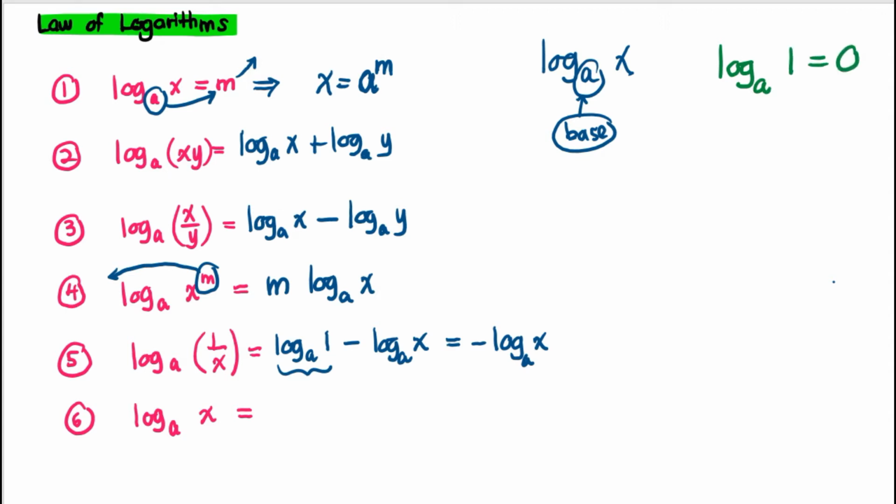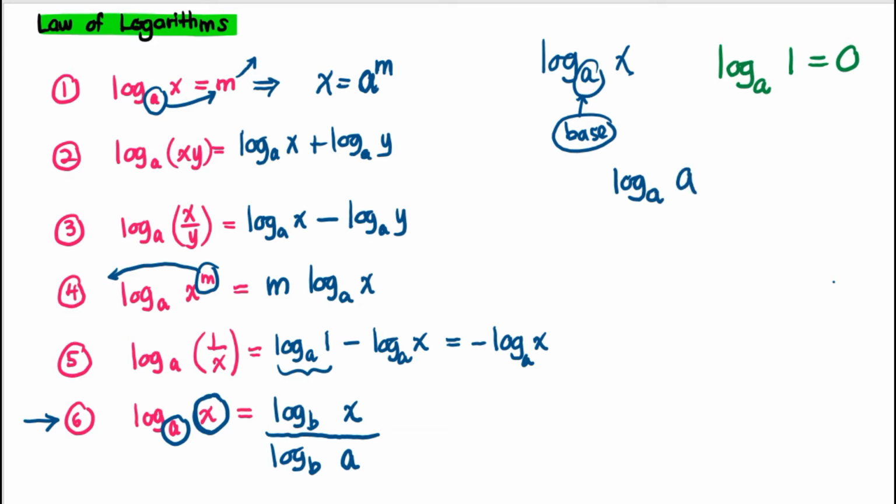Now, if you want to change the base of the log, rule number 6 here is very important. Suppose we want to change to log base b: log of x base a will be log base b of x divided by log base b of a. You write x first because x is at the top, and a at the bottom. So you have log base b of x divided by log base b of a. And a log can be of any base.